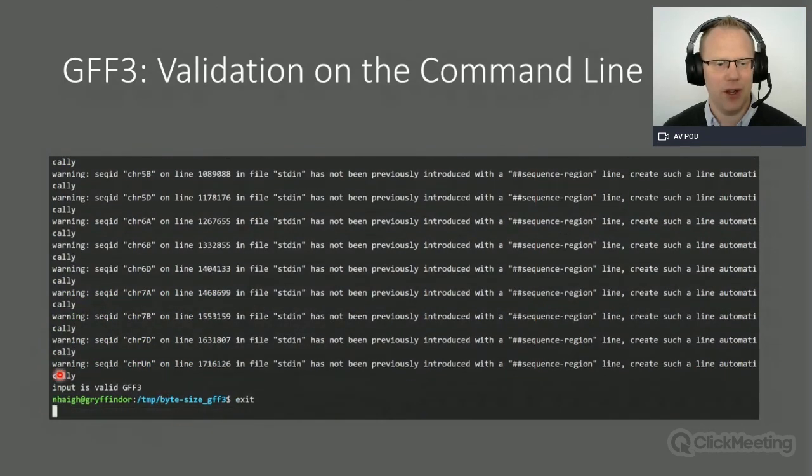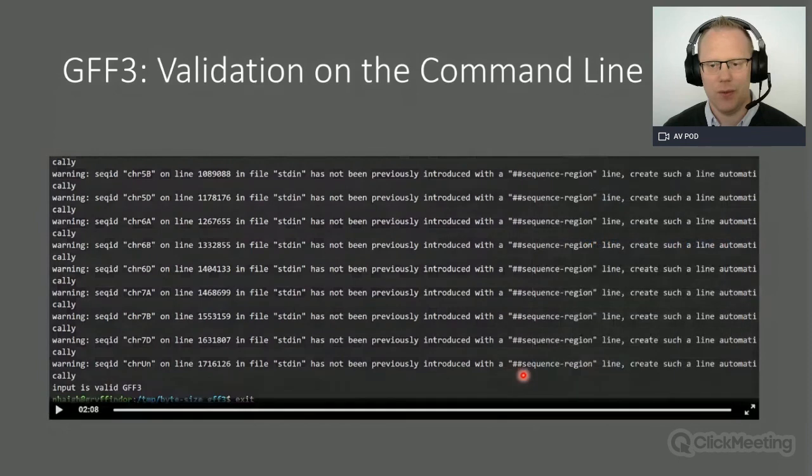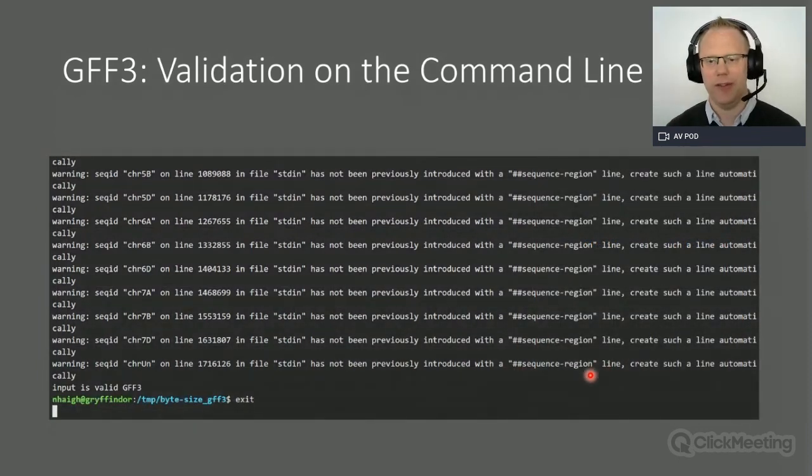It's correct GFF3, but there's a bunch of warnings that basically say that this sequence region pragma is missing. If you remember from what I said earlier, this is where you define the start and end position of a chromosome, and that can help in validating that features fall within the correct coordinates or the correct size of a particular chromosome.